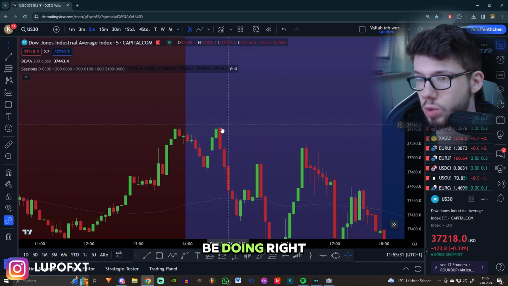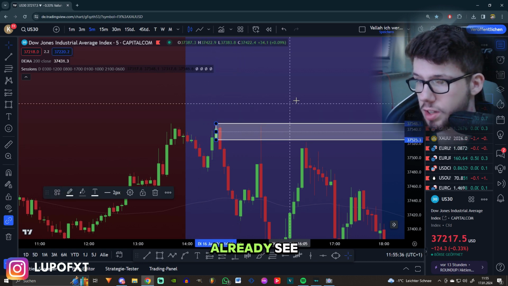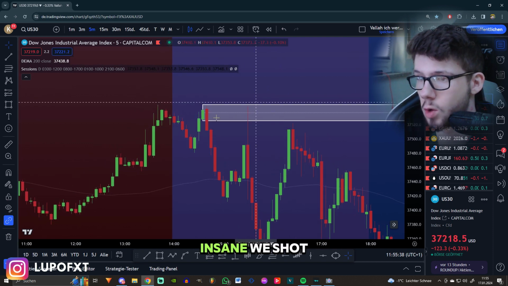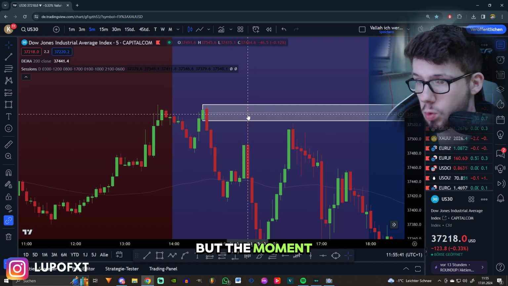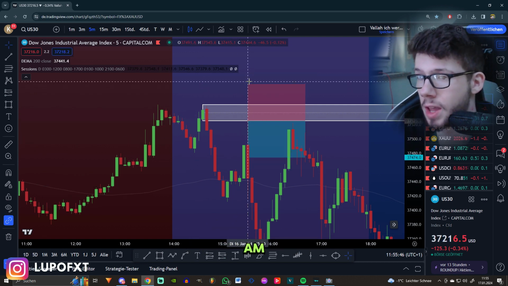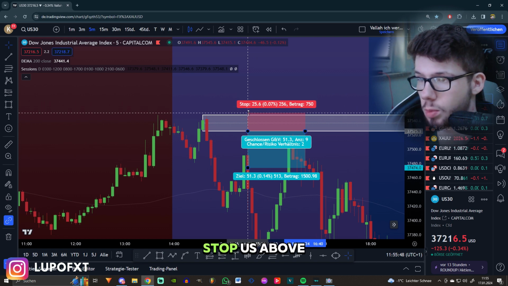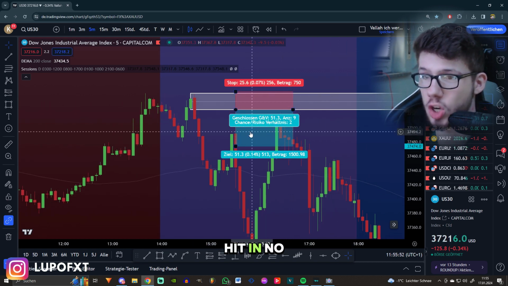And what we would be doing right now is just marking up this candle here, just like so. And you can already see the touch was just insane. We shot down like this and actually came all the way back here. But the moment we saw rejection like this, personally, me as an aggressive scalper that I am, I would be taking this entry right here, stop loss above here. And you can see the 1 to 2 risk to reward ratio would have been hit in no time.